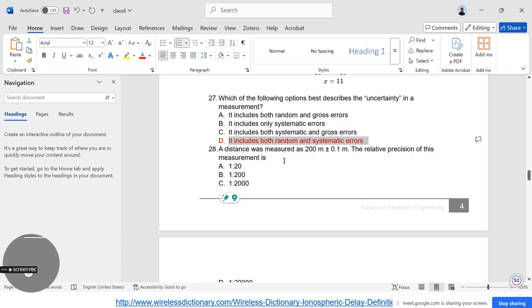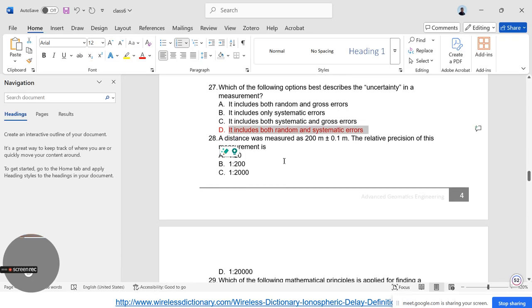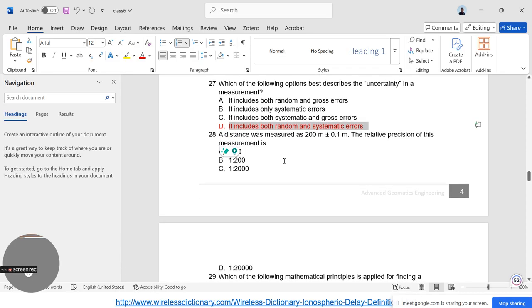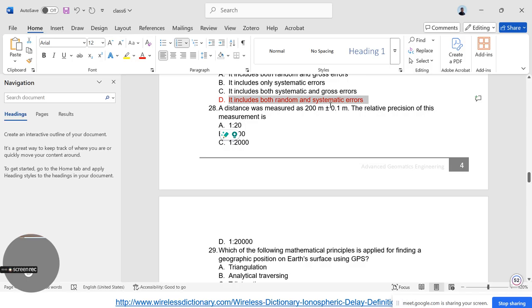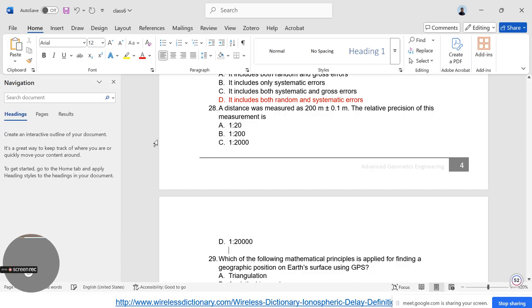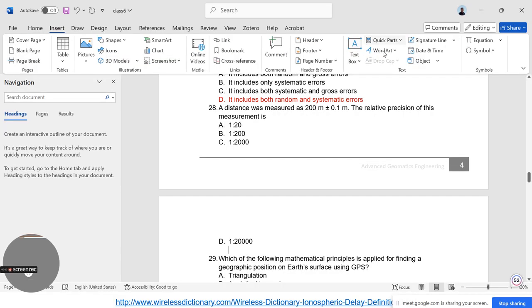The next thing is, a distance was measured as 200 meter plus or minus 0.1 meter. So what is the relative precision of the measurement? So we are getting 0.1 meter error when we have 200 meter. So what about for 1? So if we just want to find this, we can do it.